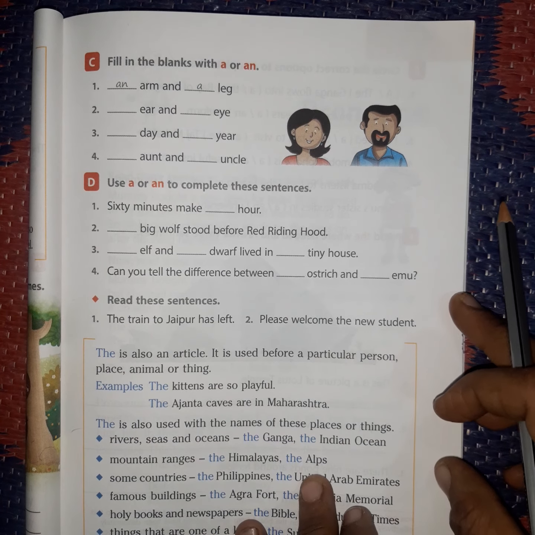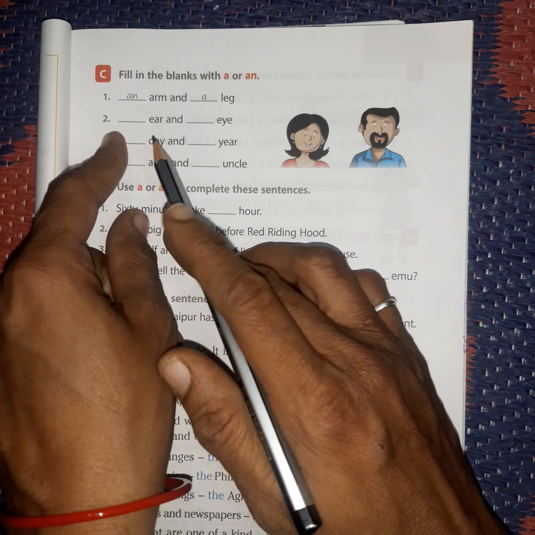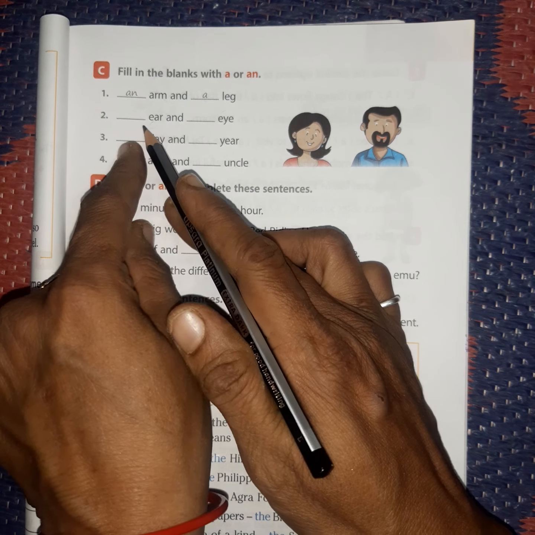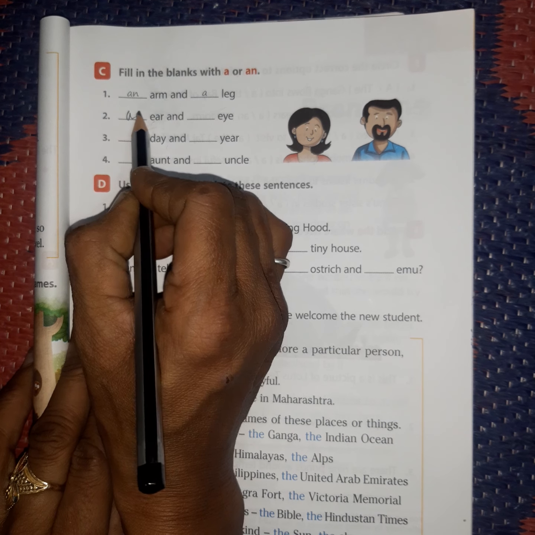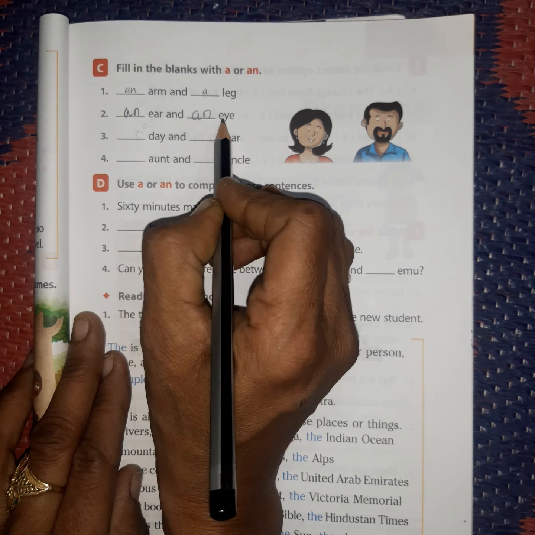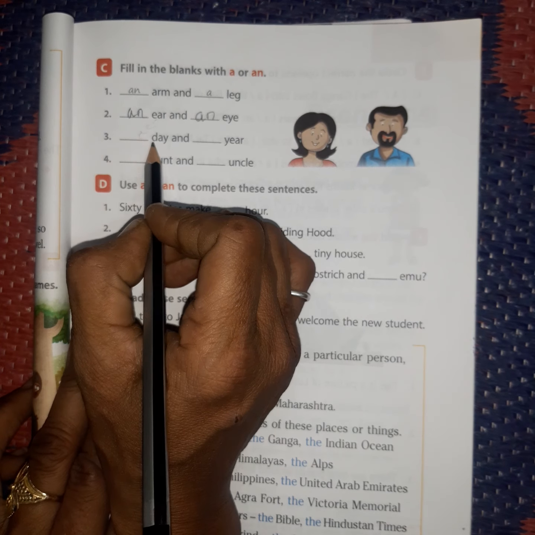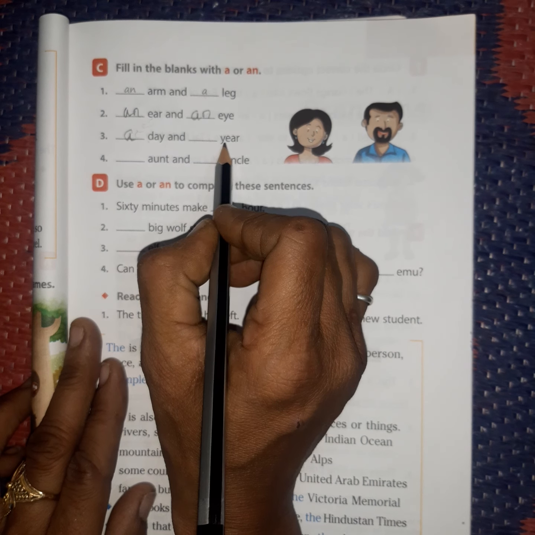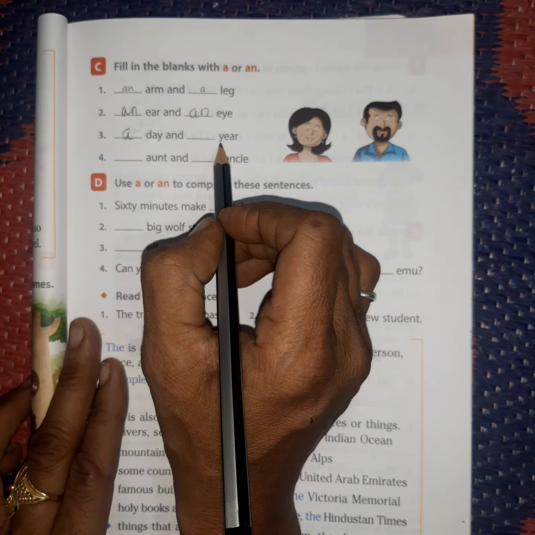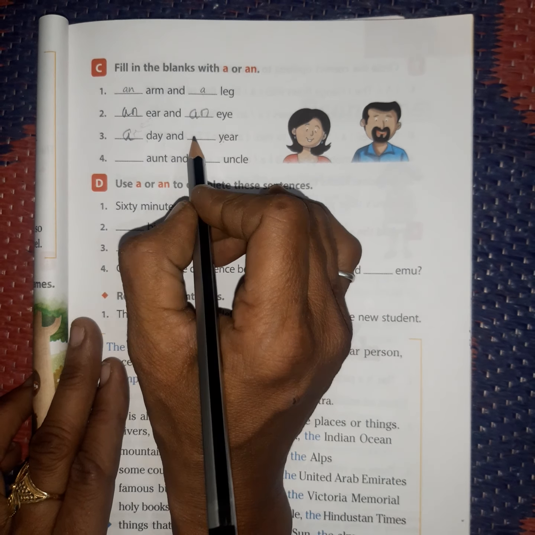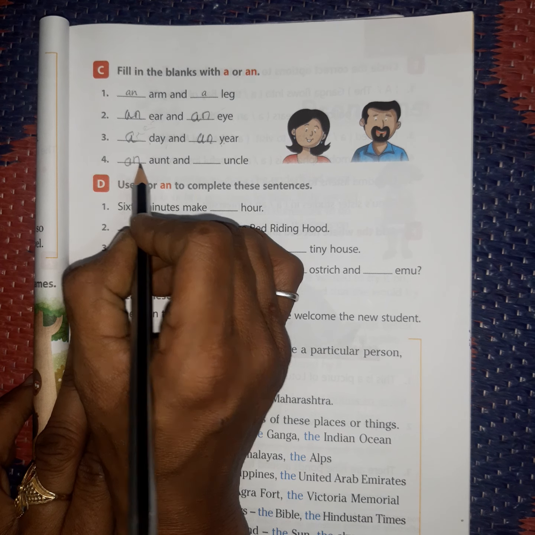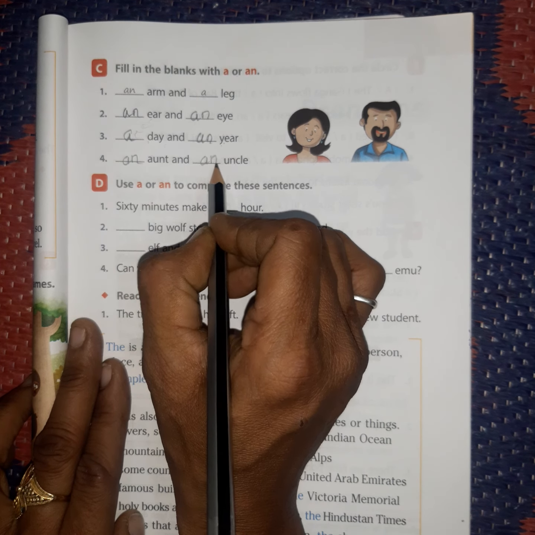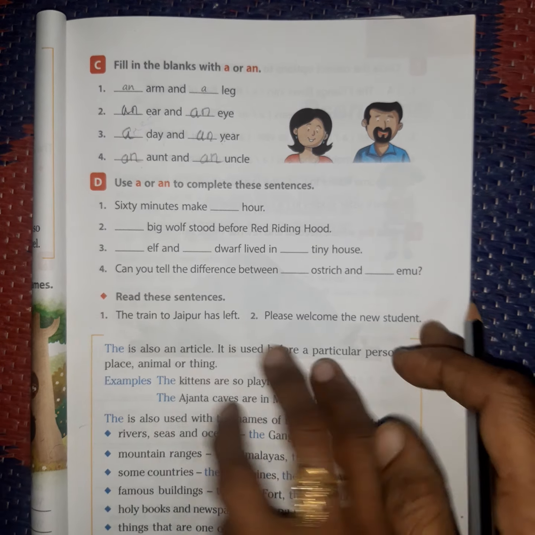Now fill in the blanks with a or an. See, an arm, a leg. What is E? E is a vowel. That's why we will use an ear. Here also an eye, because E is also a vowel. A day, D is a consonant, we use a. Ear, see, E. The letter is Y, but the sound is E. That's why an ear. An aunt, an uncle, because they are vowels.